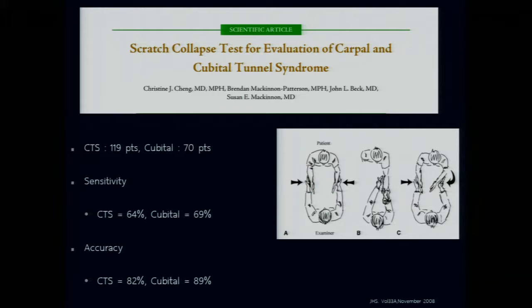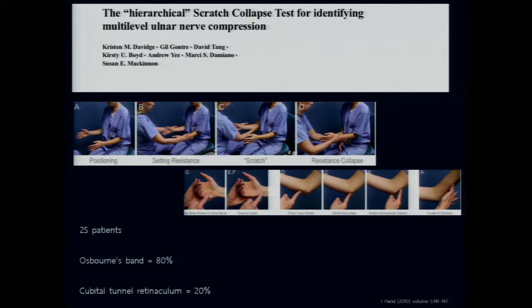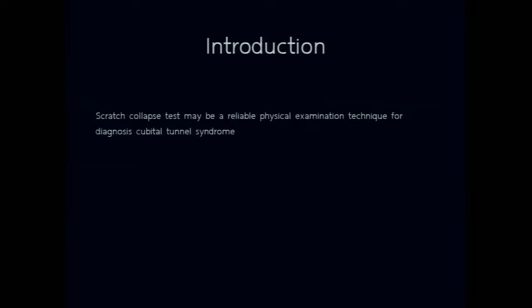Dr. Cheng proposed an article called the Scratch Collapse Test in the Journal of Hand Surgery in 2008. The sensitivity for cubital tunnel syndrome was 69% and accuracy was 89%. And in the Journal of Hand Surgery in 2010, the scratch collapse test was performed by Dr. Christian. It was proposed that the primary compression site of the ulnar nerve is the Osborne band. The scratch collapse test may be a reliable physical examination technique to diagnose cubital tunnel syndrome.